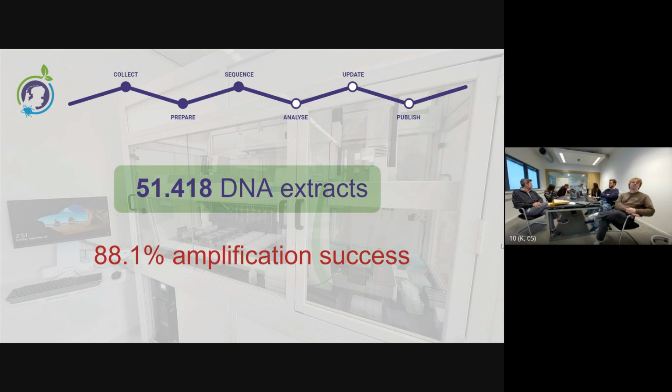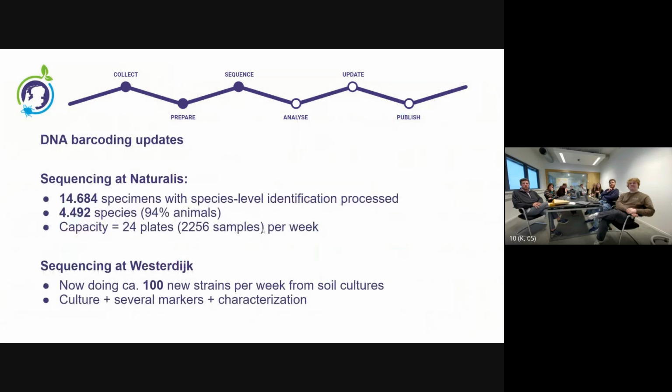Yeah. So we're a little bit behind with the sequencing part, mainly because of all these specimens coming in this year. But we did a tally, and there's over 50,000 DNA extracts ready and done now, with almost 90% amplification success. So we're doing pretty well. And then I also fetched some additional numbers out of all these samples.